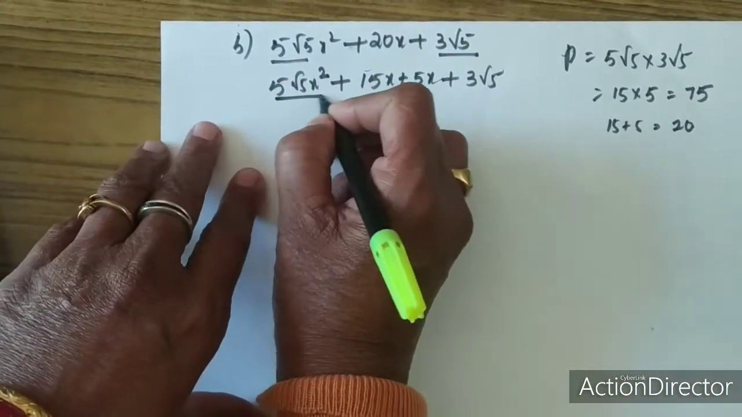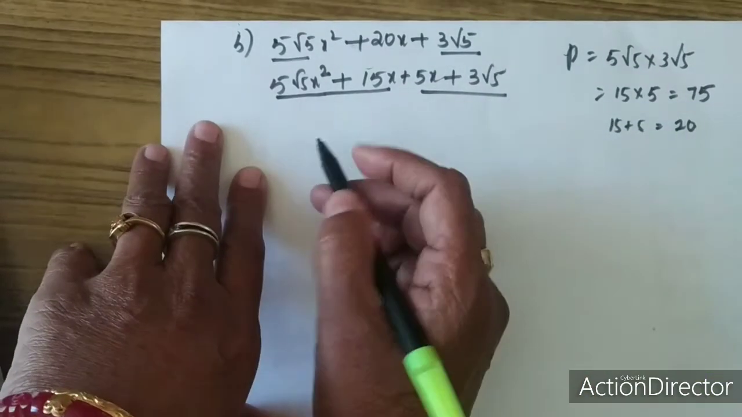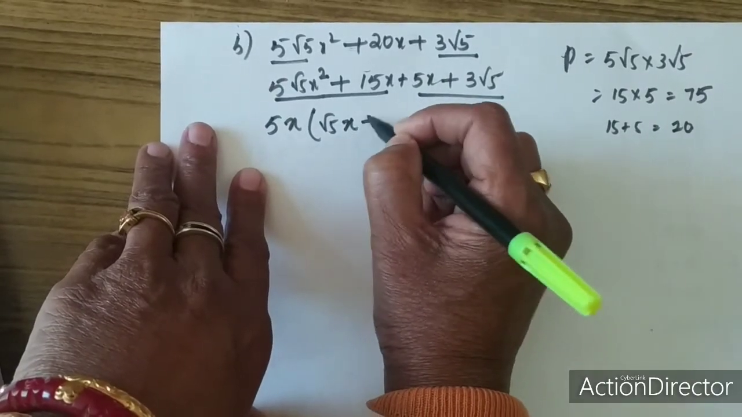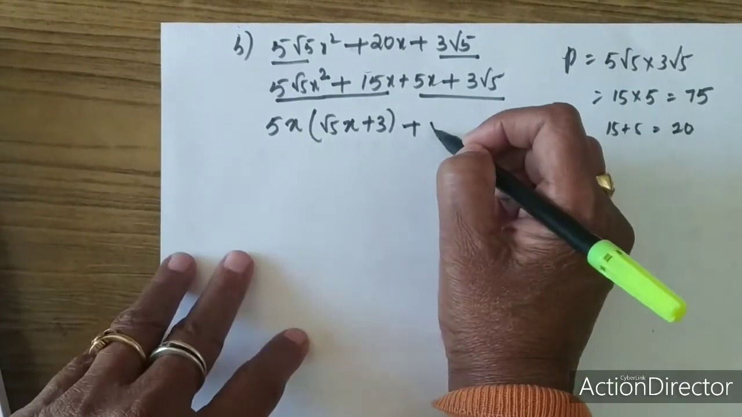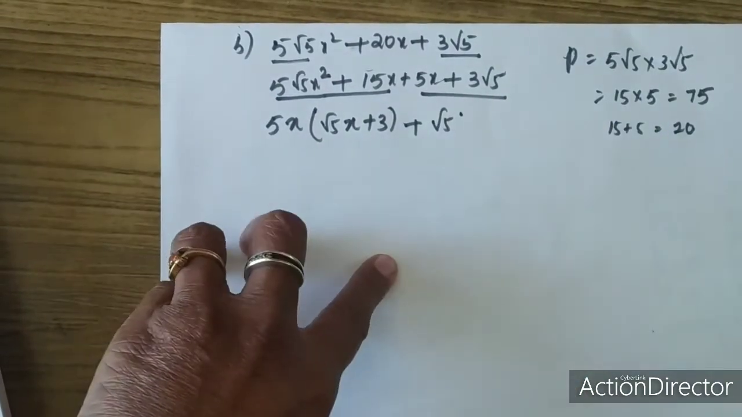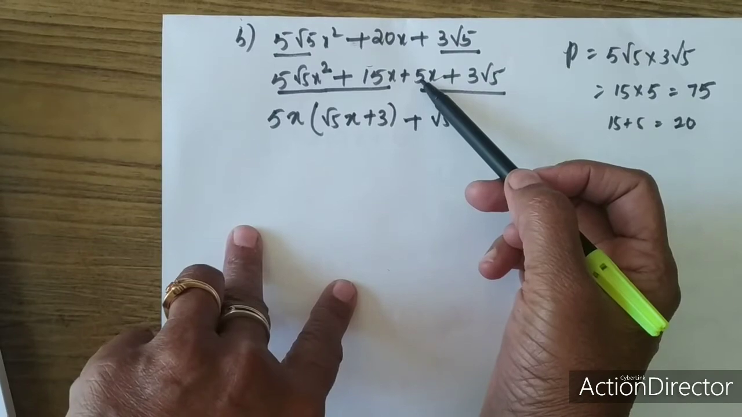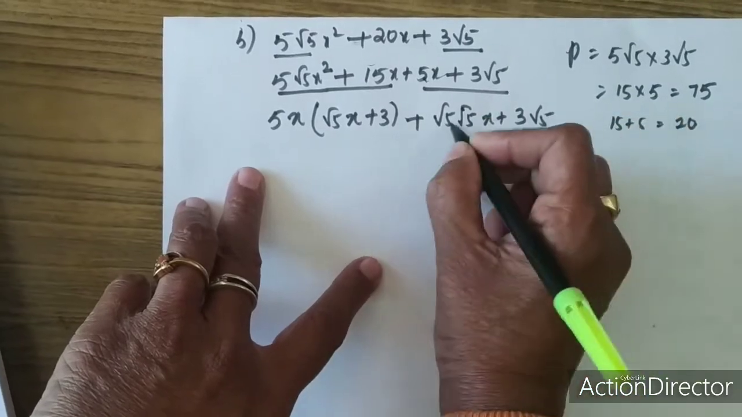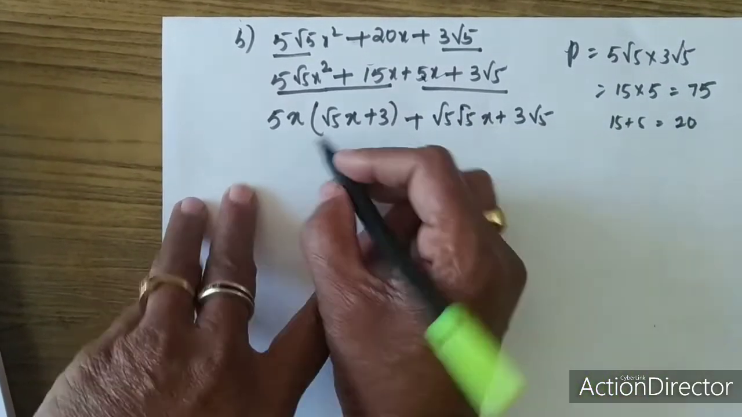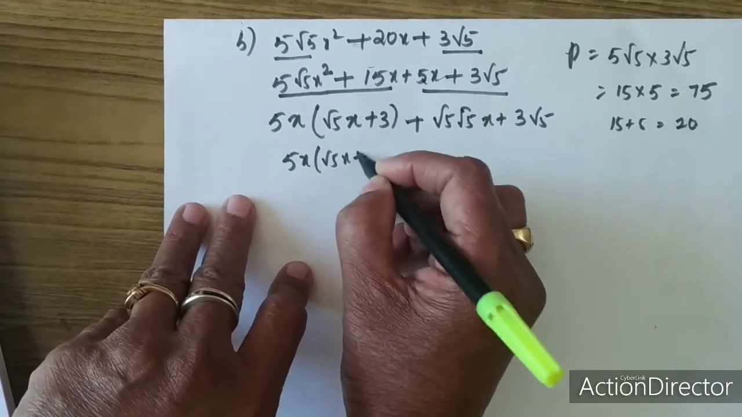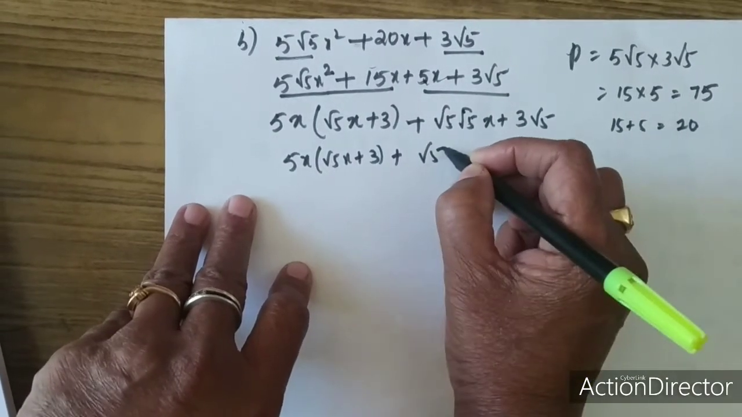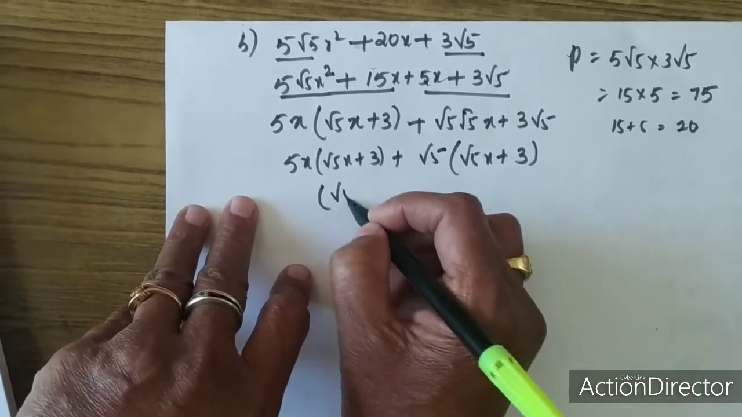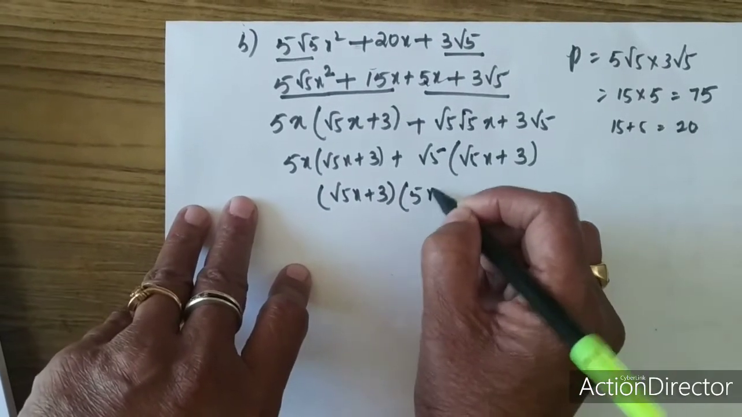Now group the first two terms and the last two terms. In the first two terms, 5x is common and inside the bracket you write root 5x plus 3. In the last two terms, root 5 is common. How is root 5 common? This 5 can be written as root 5 into root 5. If you want, you can write one more step to take the common factor. So 5x into root 5x plus 3, and here I can take out root 5. Inside the bracket, root 5x plus 3. So my answer will be root 5x plus 3 into 5x plus root 5.